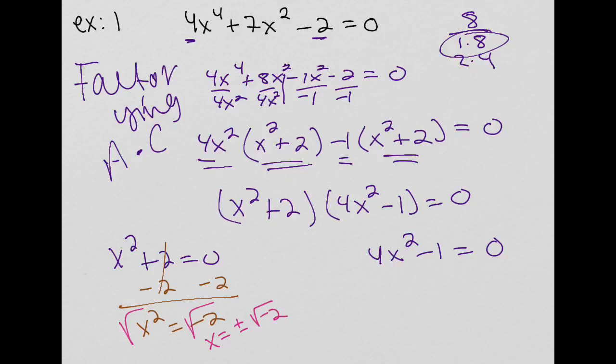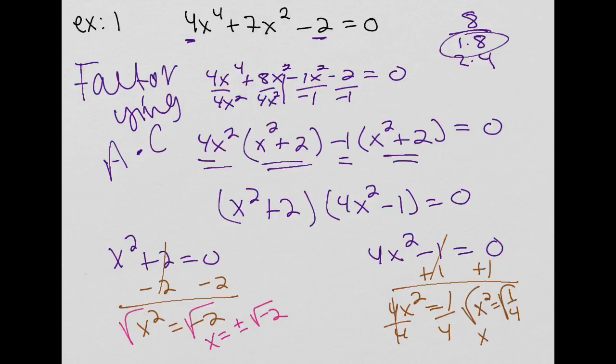In here, I'm going to add the 1. So 4x squared equals 1. Divide by 4 on both sides. x squared equals 1/4. Take the square root of both. x equals plus or minus. Square root of 1 is 1. Square root of 4 is 2. So x equals plus or minus 1/2.